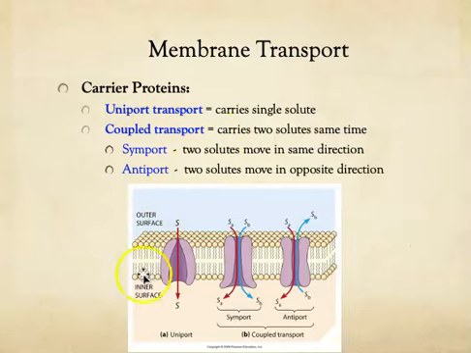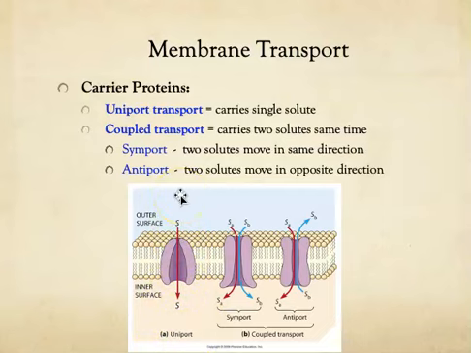If you look at the image at the bottom of the slide, this represents a uniport carrier protein. This carrier is going to take this solute, called S, from the outside of the cell to the inside of the cell when there's a gradient. So in other words, when the concentration of S is higher over here compared to over here, this carrier protein will move S from the outside of the cell to the inside of the cell until equilibrium is reached.